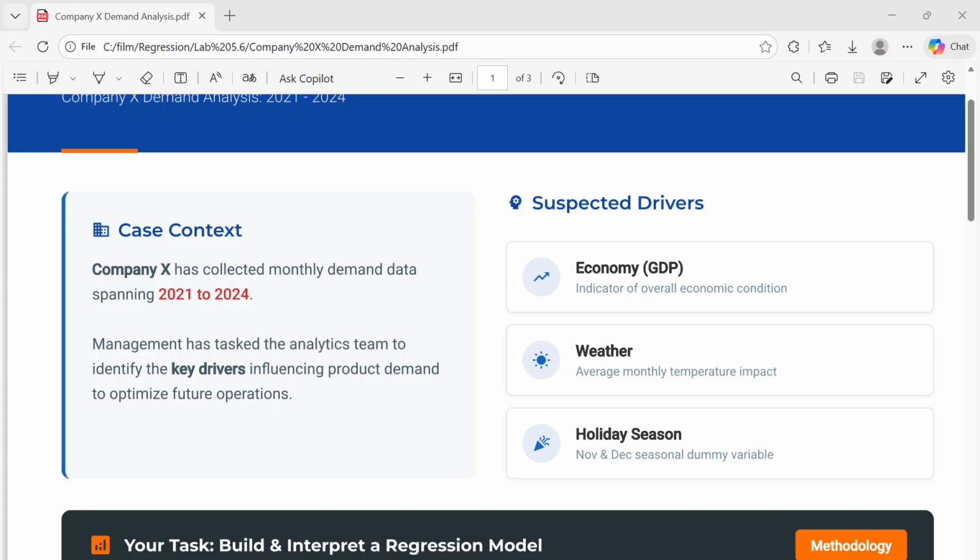GDP, X1, is the first independent variable; weather is X2, the second independent variable or input; and holiday season is X3. It is important to note that this is a dummy variable because holiday season is not numerical data, it is categorical data.